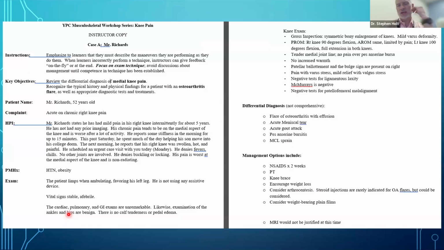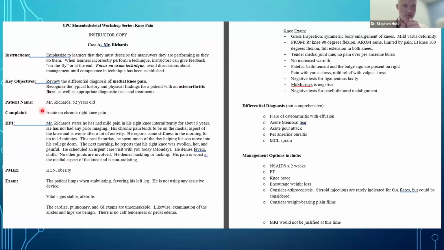All right, this was what the actual cases look like. There's an instructor copy, and then there's a learner copy. The instructor copy describes what the objective is, what the actual diagnosis is for this particular case, which is case A. The diagnosis is going to be an osteoarthritis flare.